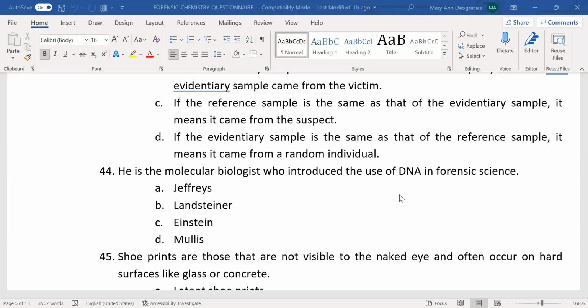Yeah, fingerprint, tama. So, John Gonzalez siguro yan. Okay, so fingerprint, unang application ng DNA sa forensic science. That was in the mid-1980s. Okay. Application of DNA to fingerprint was introduced by Dr. Alex Jeffries in the mid-1980s. All right, next number 45.